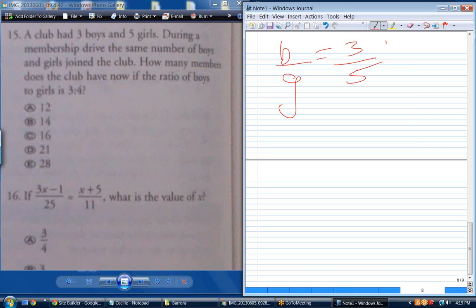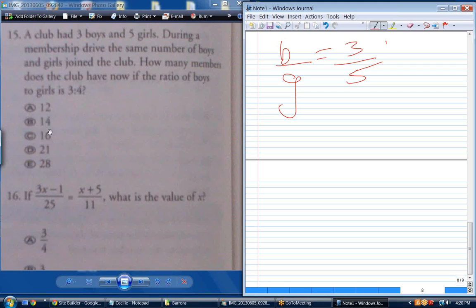Well, I would probably start with B, because we might be able to determine whether we go up or down in this case. Oh, they're asking about how many members total the club has now. Yes. Started with 8. Some number joined, but an equal number of boys and girls. Okay, I see what you're saying.